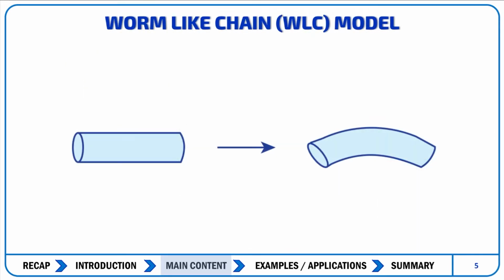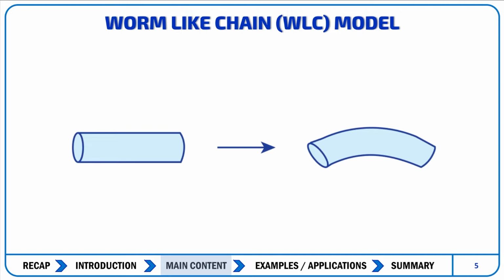So we're going to start off with the worm-like chain model. First of all, we have to understand what it is. The worm-like chain, or WLC model, is basically used in polymer physics quite frequently. It helps us describe the behavior of certain partially flexible polymeric chains.